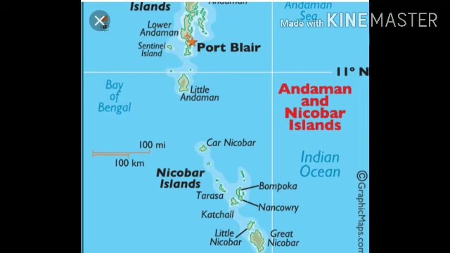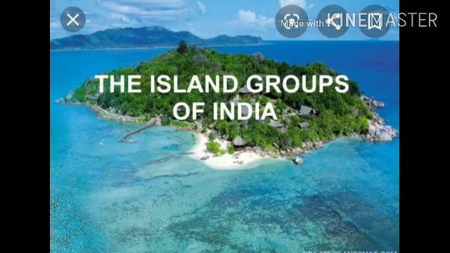There is a great diversity of flora and fauna in this group of islands. These islands are close to the equator and experience equatorial climate. So there is thick forest. This is a thickly forested area of evergreen forest. So, this is all about our chapter, the physical features of India.